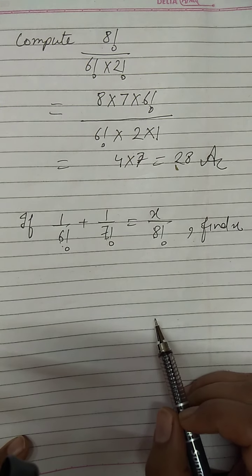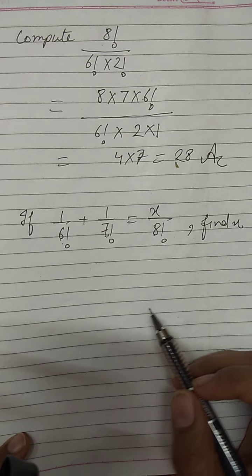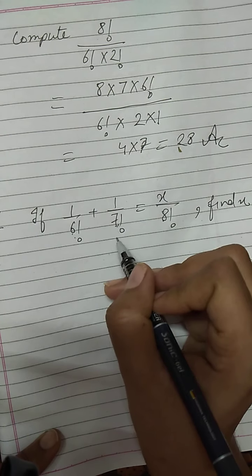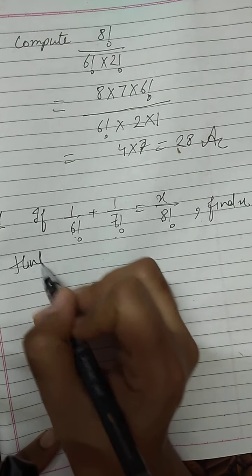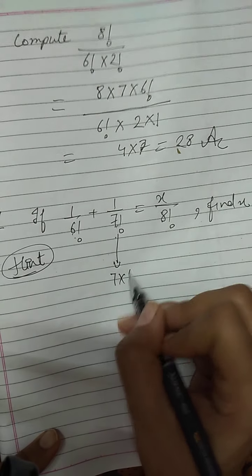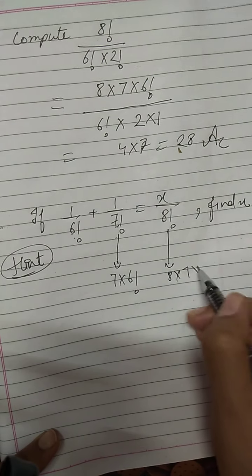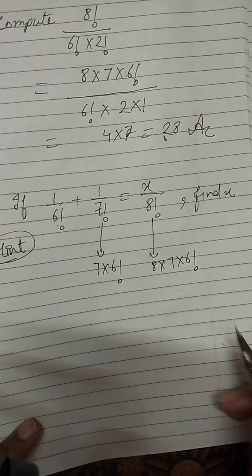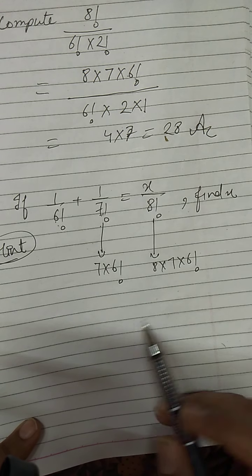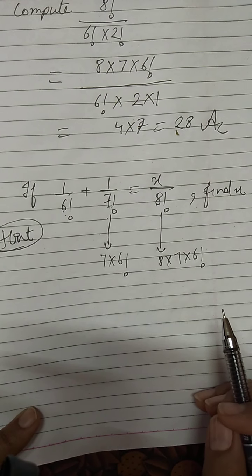Then if you just cancel 6 factorial, you will get a very simplified form of the equation which you can solve. I'm just giving you the hint so that you can do this. 7 factorial we will write as 7 into 6 factorial, and 8 factorial we will write as 8 into 7 into 6 factorial. Then from both sides, after taking 6 factorial common, we will cancel and simplify the equation to get the value of x.